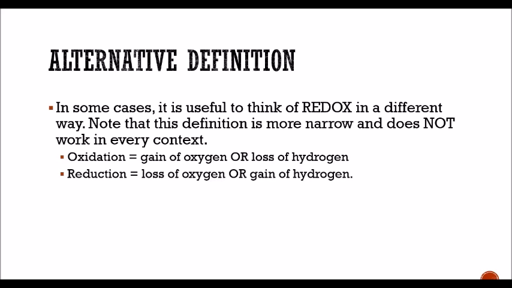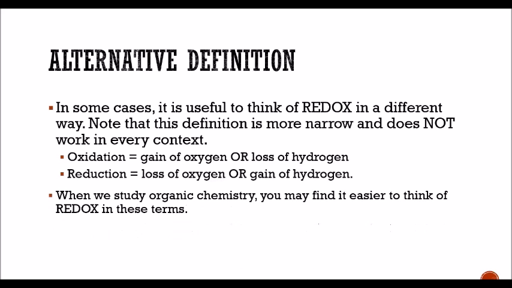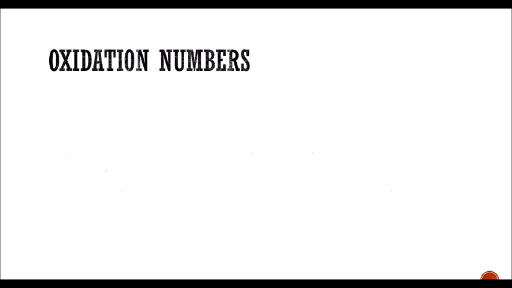Oxidation can also be defined as a gain of oxygen or loss of hydrogen, whereas reduction can be defined as a loss of oxygen or gain of hydrogen. So again, these things can be confusing. We'll shelve this one for now until we go back and look at organic chemistry. When we do that, this definition is going to work better for us. For now, let's stick with the electron thing, though. As I said, when we study organic chemistry, you may find it easier to think of redox in these terms, and you'll see how that goes when we get there.